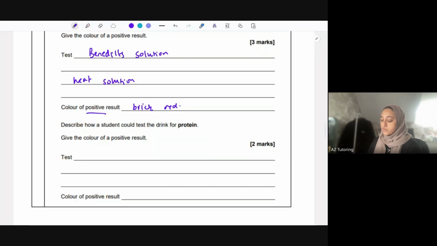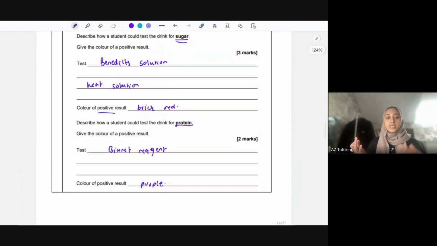Describe how a student could test for protein. The protein test is the Biuret. The Biuret reagent that you use. There's just 2 marks. The reason why the other one was 3 marks is because you had to say heat solution. So the color of a positive result, if there is protein, the Biuret is purple. Okay, so you need to know both the negative and the positive results for sugars and proteins.